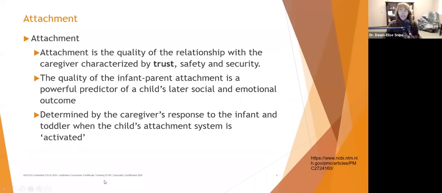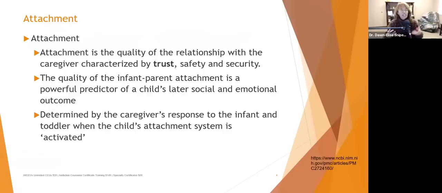Attachment is the quality of the relationship with the caregiver, characterized by trust, safety, and security. And I highlighted trust. Think about Erikson's stages. What is that first stage? Trust versus mistrust. The child learns to trust that when something's wrong, somebody's going to help them make it better. The child learns to trust his or her own sensations. If they're cold, then somebody meets that responsively with a blanket. They don't meet every cry with a pacifier or a bottle. So trust is learned, and the child learns to start to interpret his or her own bodily cues. And safety and security kind of go along with that.